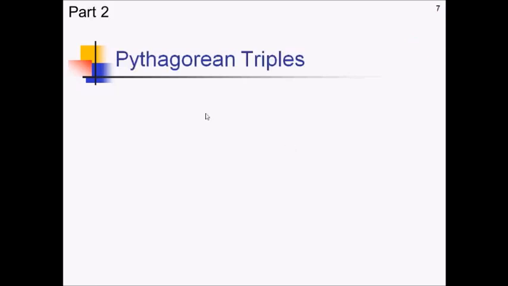Before we do anything else with the Pythagorean theorem, I just want to show you a neat little shortcut. These are called Pythagorean triples. These are just common right triangle side lengths that if you see two of these side lengths in a right triangle, you kind of get the third one for free if you have these ratios memorized.